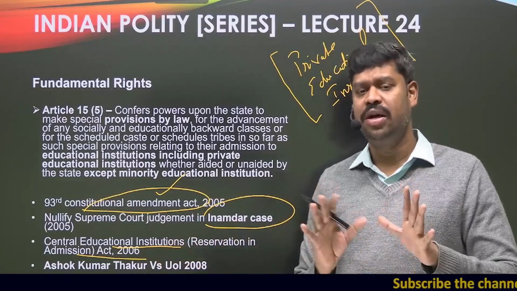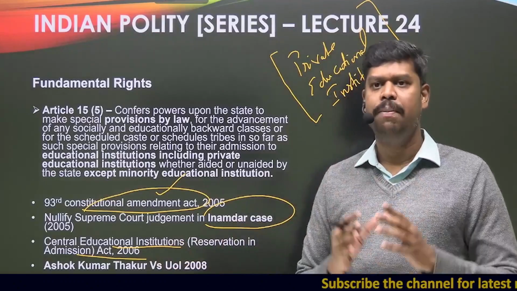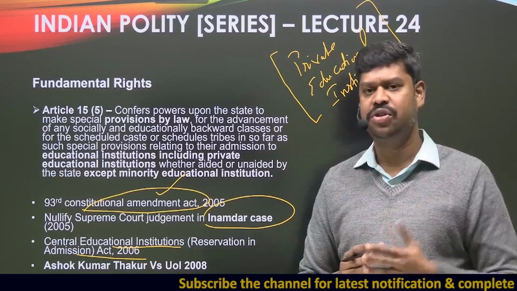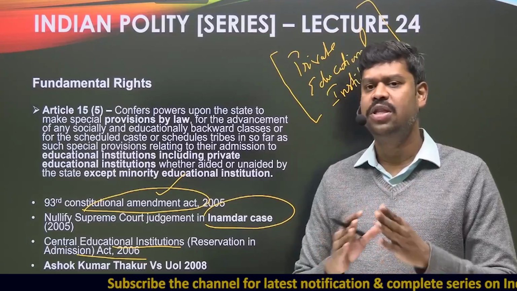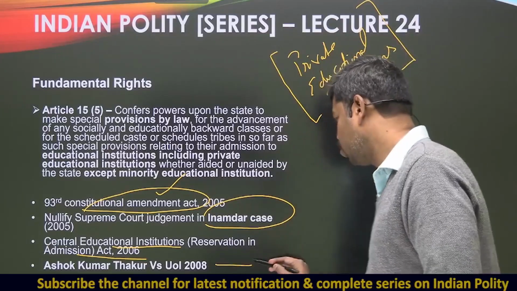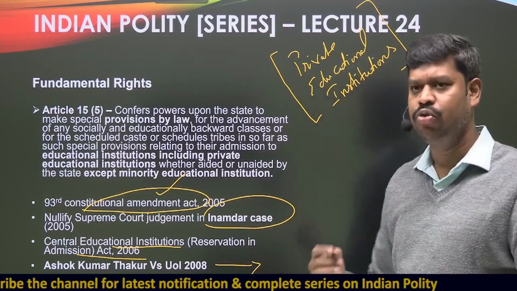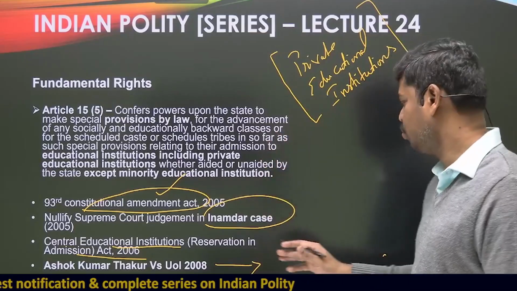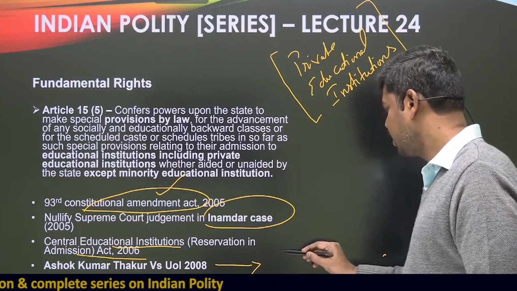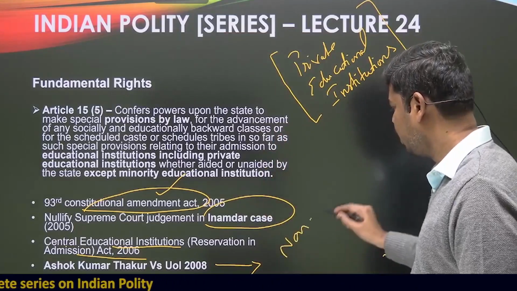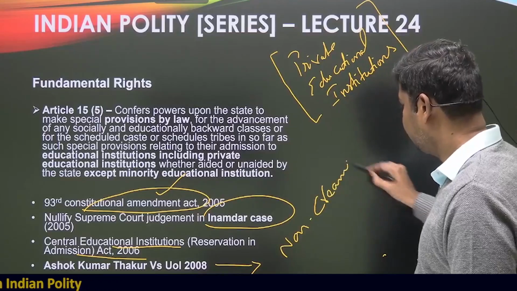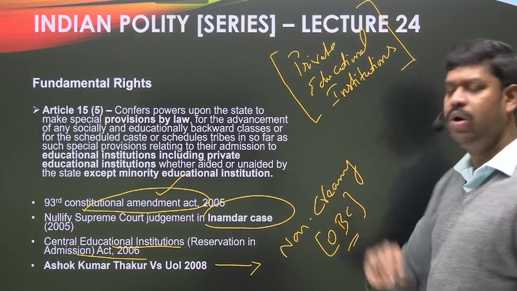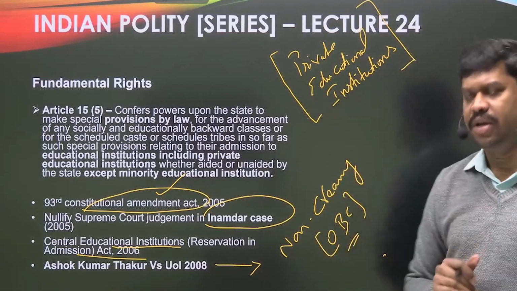So here it is not that the reservation should be stopped, but while giving reservation to the backward classes of people in the educational institutions, the Supreme Court in this particular case said that while you give reservation to the backward community in the educational institutions, be it the government educational institutions or private educational institutions, the reservation should be restricted only to the non-creamy layer among the backward classes. Among the other backward classes, who shall get the benefit of reservation? Only the non-creamy layer and not the creamy layer.